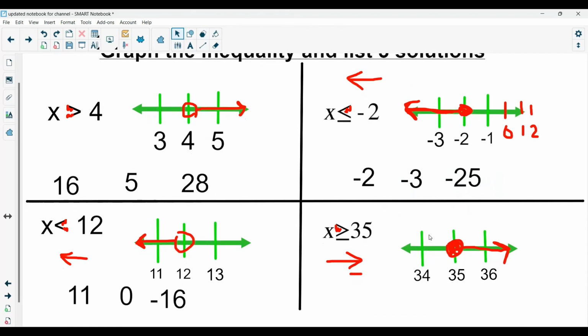Okay. In here, that's self-explanatory. You can do that on your own. You can list numbers that are bigger than 35 or equal, because of that equal sign to 35. So 35 can definitely be one of your solutions.